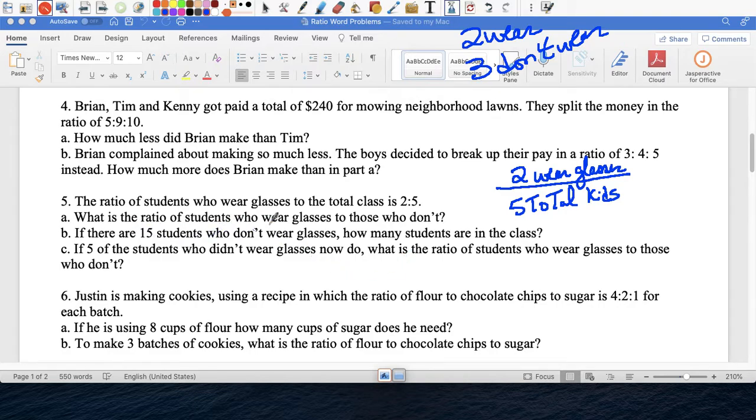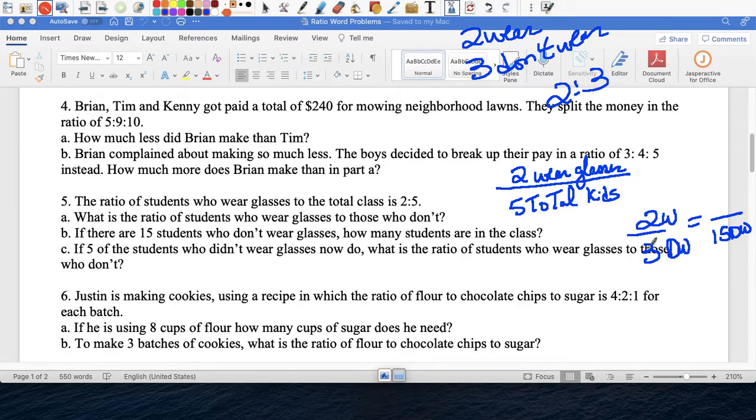What's the ratio of students who wear glasses to those who don't? Well, I just answered that. It would be 2 and 3, right? 2 people wear, 3 don't. If there are 15 kids who don't wear glasses, how many students are in the class? So I can use that information. I know that 2 kids wear glasses, 3 kids, let me write DW for don't wear glasses, right?